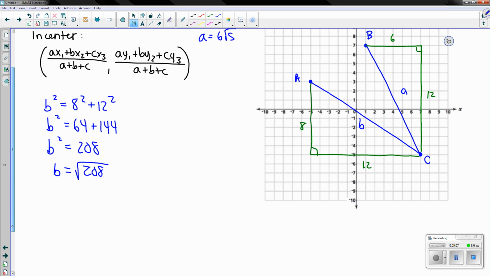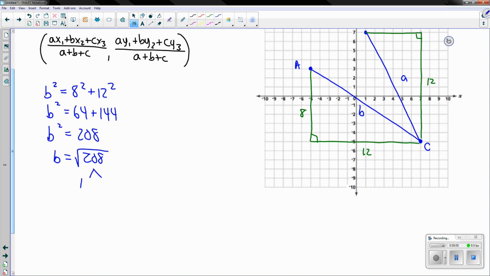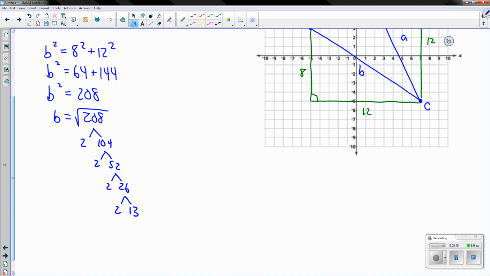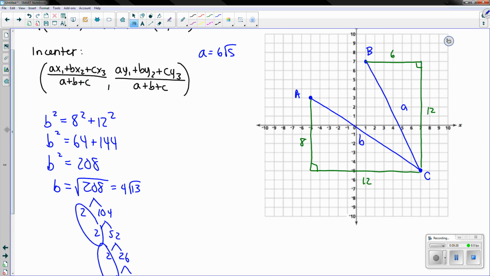We can break this down into 2 and 104, 2 and 52, 2 and 26, and 2 and 13. So we're going to have 4 root 13. We'll make that note.